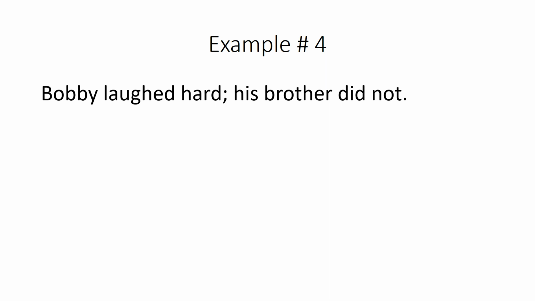Example number 4. Bobby laughed hard; his brother did not. So Bobby is the first subject, laughed is the verb, laughed hard is the predicate. So you have one subject and a predicate, that's one independent clause there. Brother is the next subject, did not is the next verb. And again, a sentence can simply be a subject and a verb. So here you have two independent clauses. And this time they're joined together by the semicolon, which is colored green here. And again, a semicolon can join together two independent clauses.